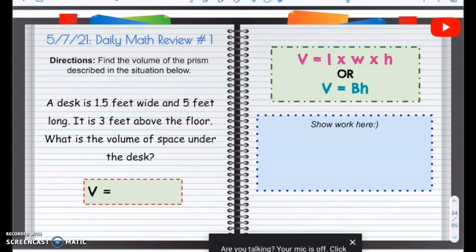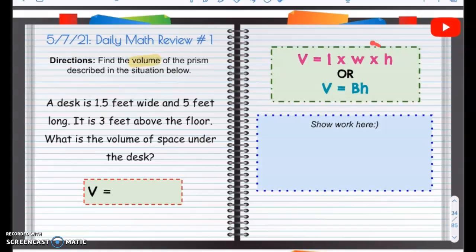All right, we are going to do both DMRs in the same video. So we're going to find the volume of our prism described in the situation. Remember, volume is length times width times height, or it's the area of the base and then you multiply by the height. Same thing here. Length times width is that area of the base, then you multiply by the height.